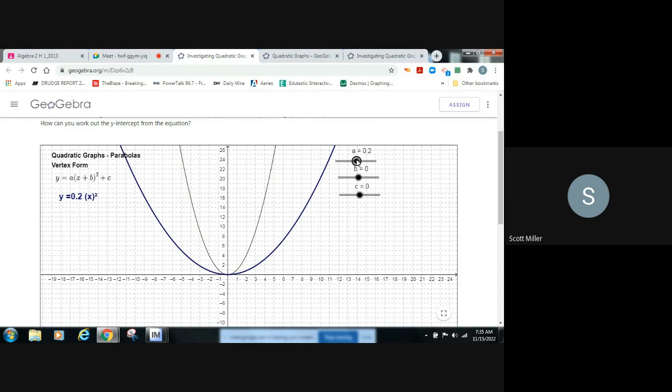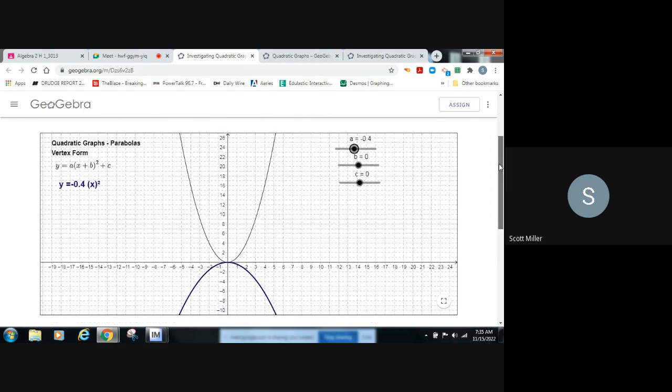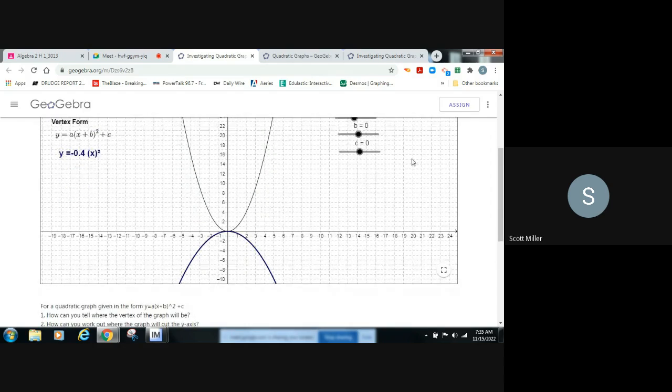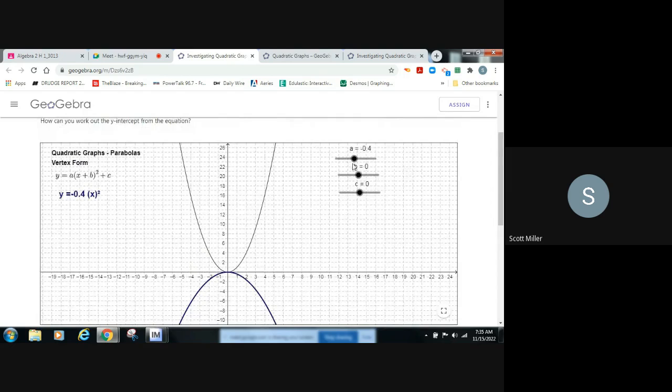Now what happens if A goes negative? See how the graph turns upside down? I can't move it. So, and it uses the same technique. So as the A value gets bigger than -1 or smaller than -1, then it's going to get narrower, like so. See that? But the graph is upside down. When the A is negative, the graph is upside down. That's one thing. And then the narrower and wider aspect is the second thing that A does. So A has 2 rules.